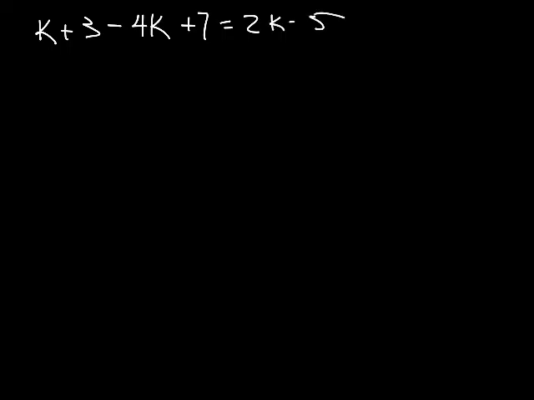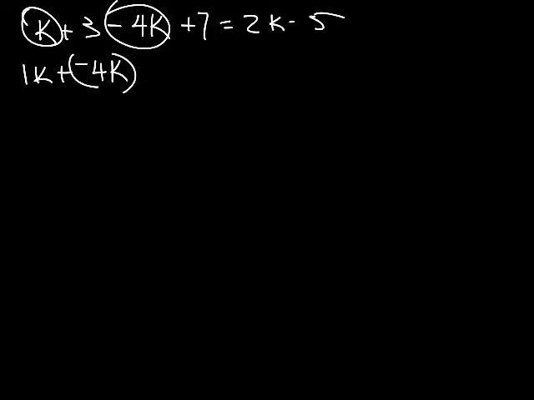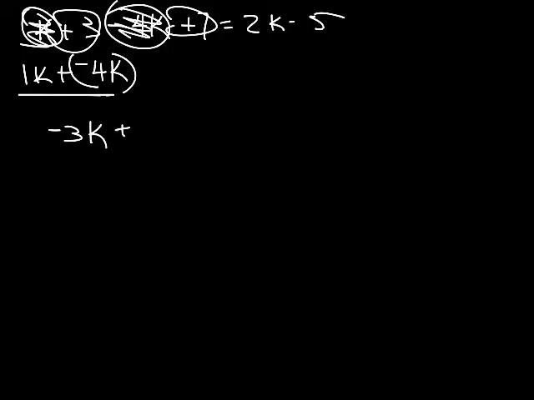Alright, let's see if we can combine anything. We have a k there and a negative 4k there. So k minus 4, or 1k minus 4k, is the same as plus a negative. Signs are different. We're going to take the difference and put the sign of the largest one there. So when we combine our k's, we get negative 3. Okay, now we're going to combine our 3 and 7 and get 10.